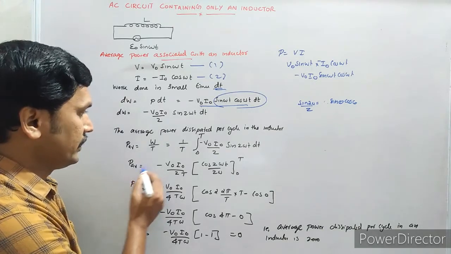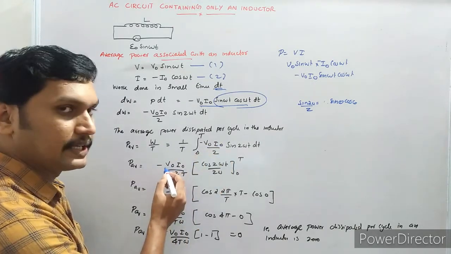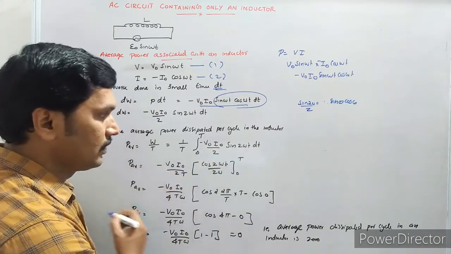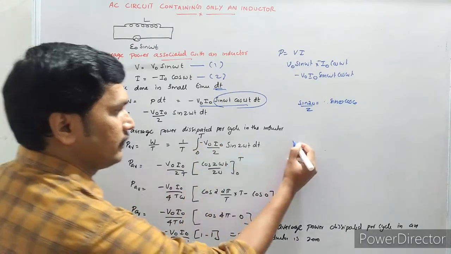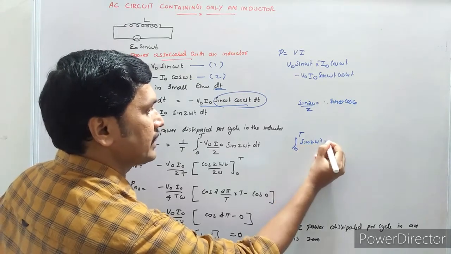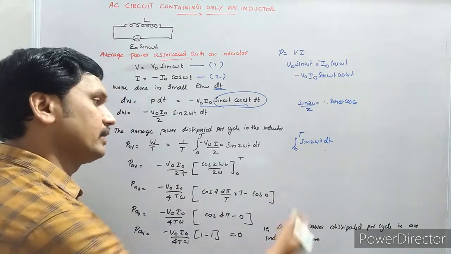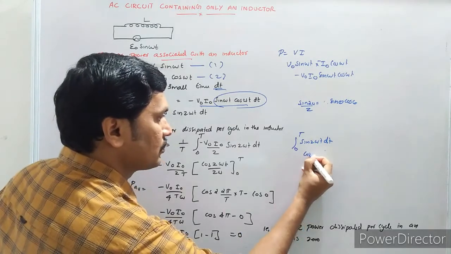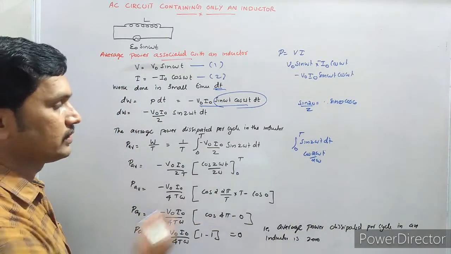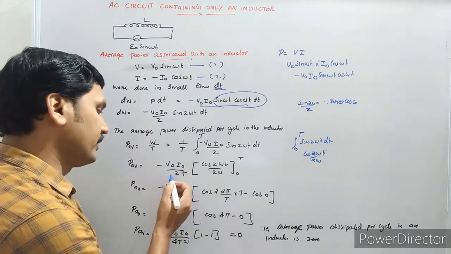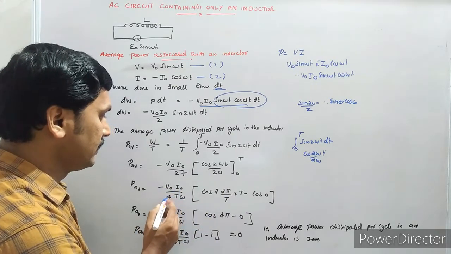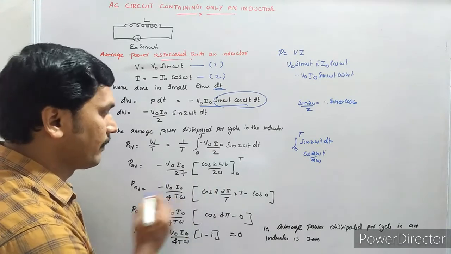Now average power: V0 I0 are constant, we are taking them outside. So minus V0 I0 by 2T, and we integrate from 0 to T sine 2 omega t dt. Once we integrate it, we will get cos 2 omega t by 2 omega within the limit 0 to T. So 2 omega you can take outside because omega is constant. So minus V0 I0 by 2 into 2 becomes 4 T omega.